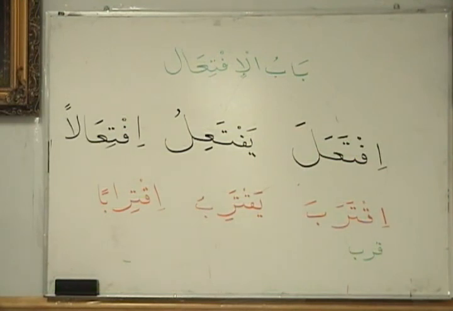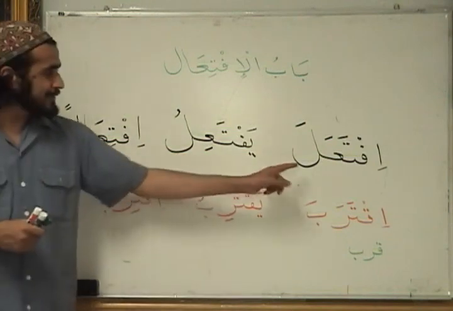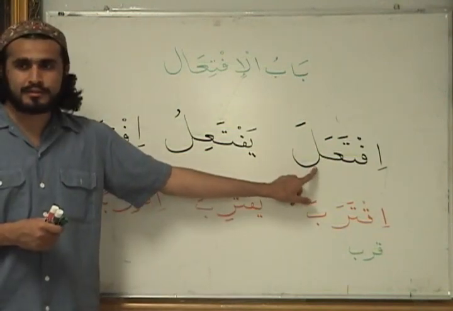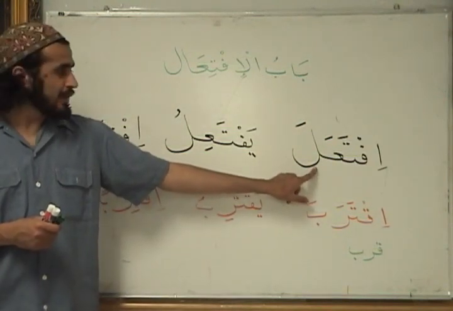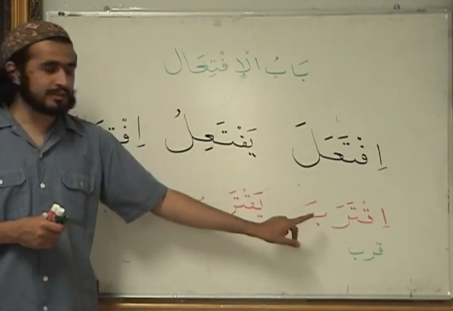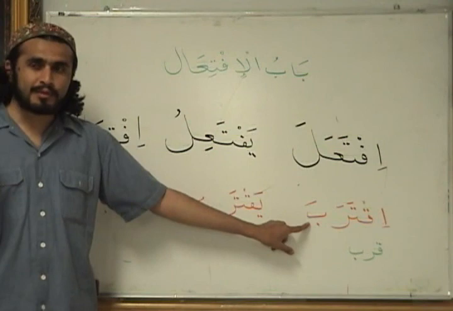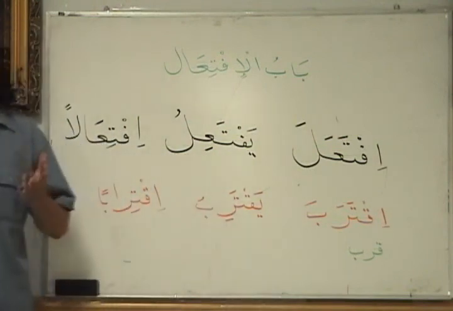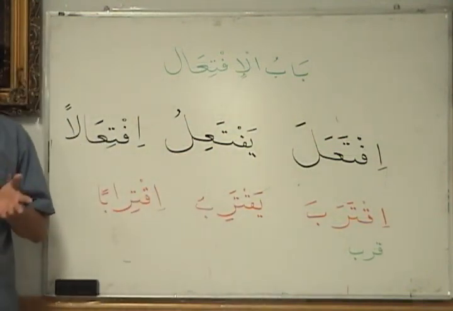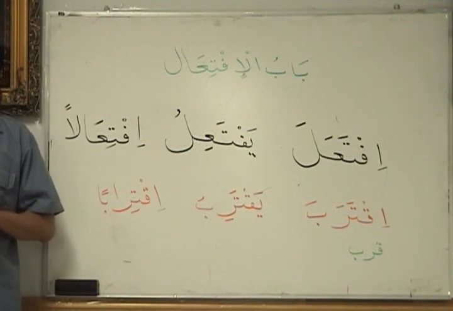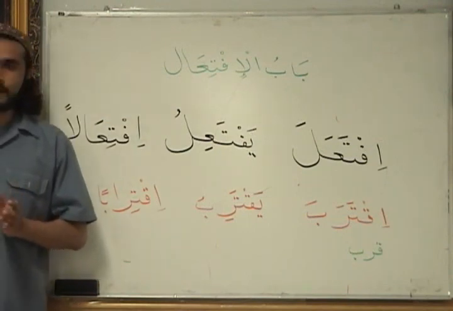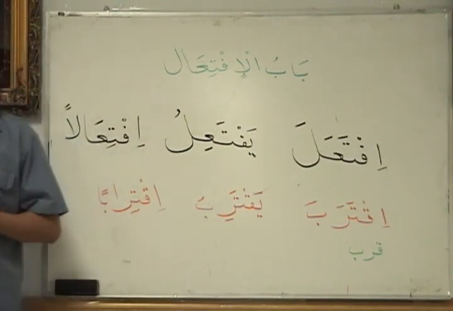Now, what you learn in the Thulathi Mujarrad is applicable here throughout. Ifta'ala is past, third person, masculine, singular. You can make all the 14 forms for it. You can say Iqtaraba using the exact same pattern. Iqtaraba, Iqtaraba, Iqtarabu. Like you said, Daraba, Daraba, Darabu, right? What do you say? Sami'a, Sami'a, Sami'u, Sami'at, Sami'ata, Sami'ana.